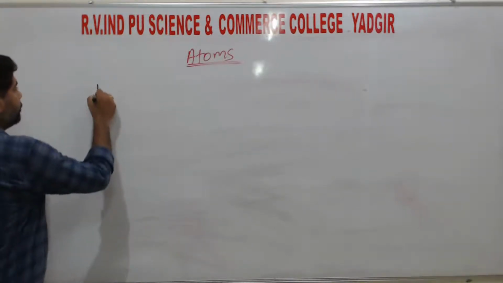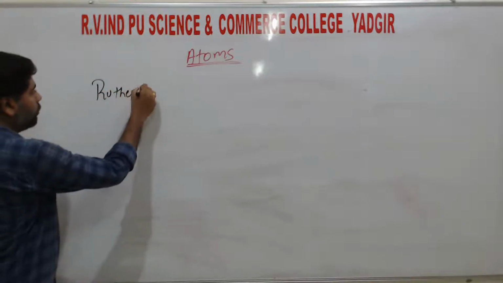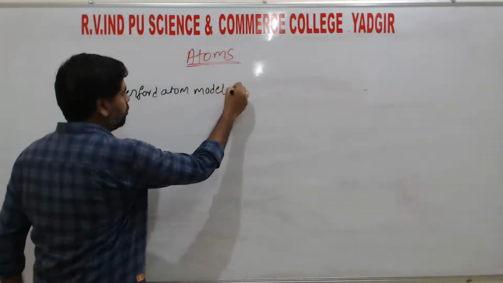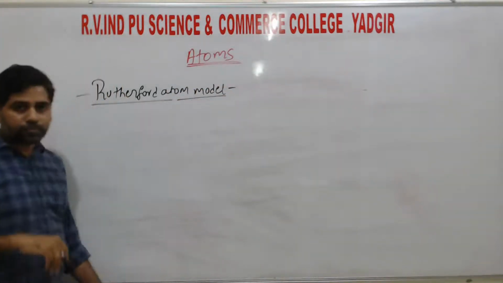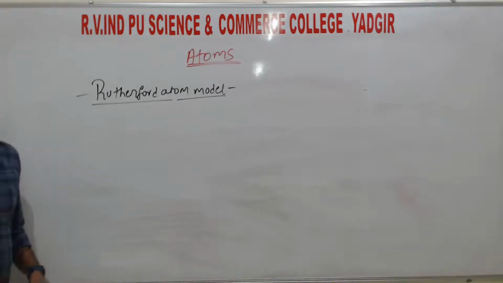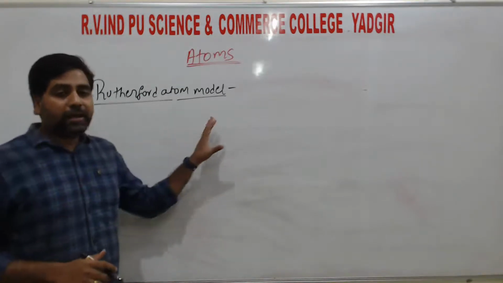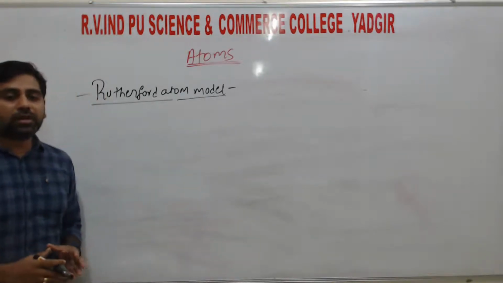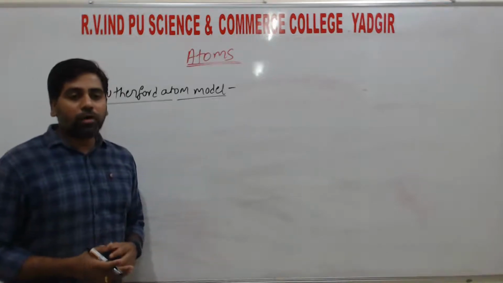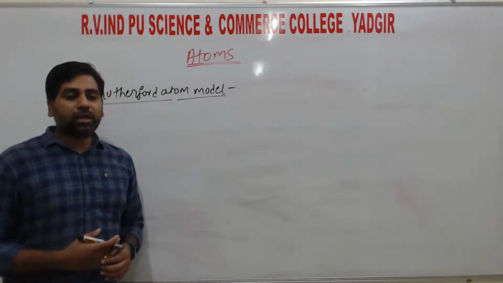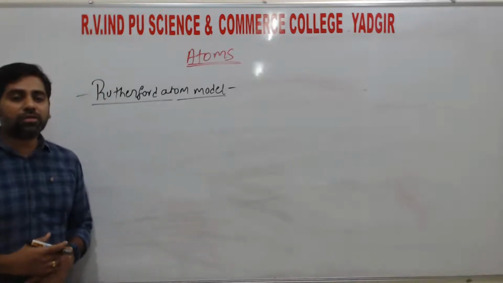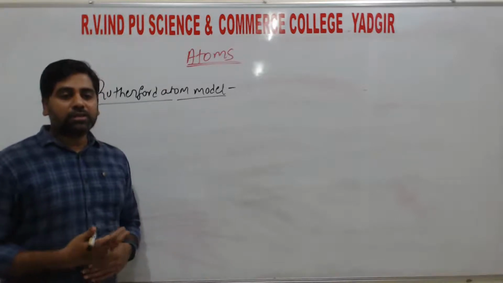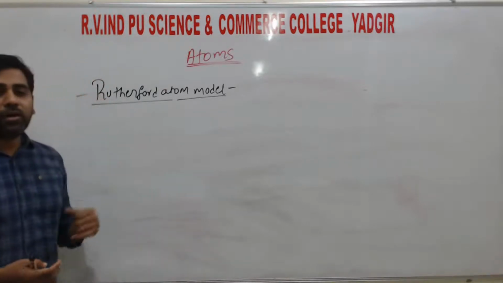So second one is the Rutherford atom model, right? According to this model, the entire positive charge and the mass of the atom is concentrated in a small volume. That volume we call the nucleus, and the electrons are revolving around the nucleus, like the planets revolving around the sun. This one is given by Rutherford.